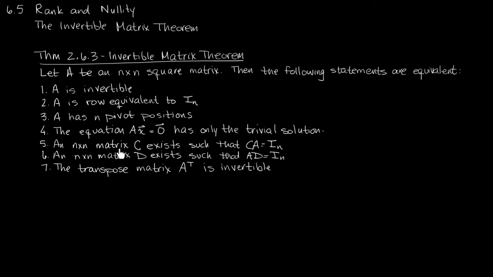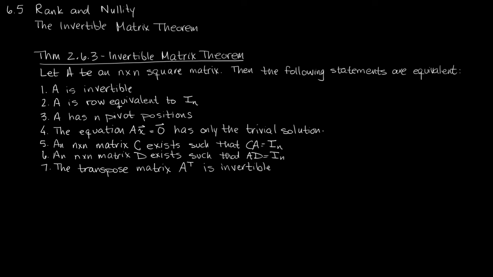An n by n matrix C exists, and an n by n matrix D exists, such that if you multiply A from either side with one of those matrices, then you can end up with I sub n. In other words, there's a matrix out there which, when multiplied by A, either from the right or from the left, results in the identity matrix. And lastly, the transpose matrix, A superscript T, it's not really a power, it's a superscript. The transpose of A is also invertible. So those are the 7 things that we learned back in 2.6.